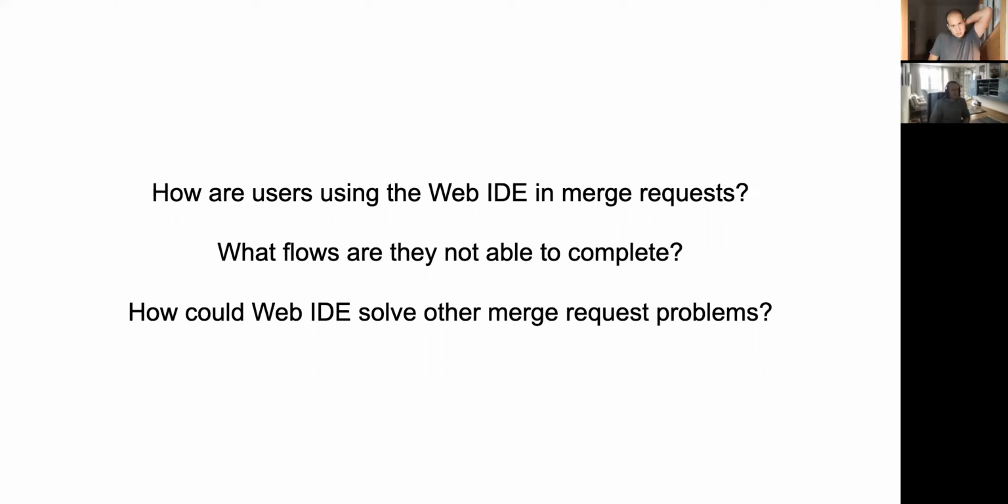And what we were then looking at is how are users currently using the web IDE and merge requests. We already built in features that if you open the web IDE from a merge request, you have the changes highlighted. They will already open as file tabs for you, and you can view everything. But what flows are they not able to complete, and how could we use it to solve other MR problems?